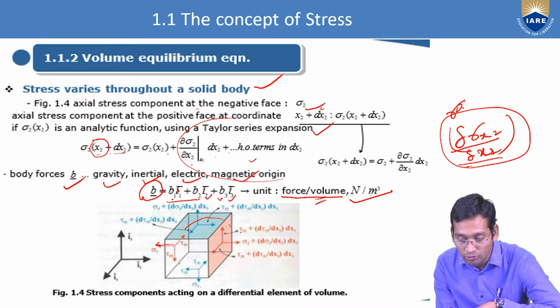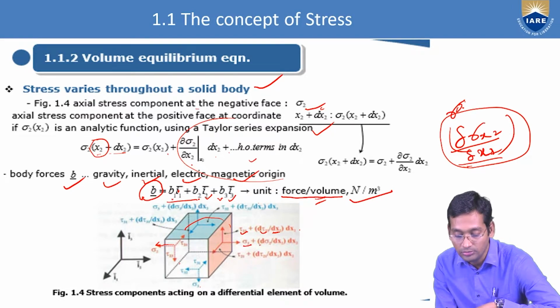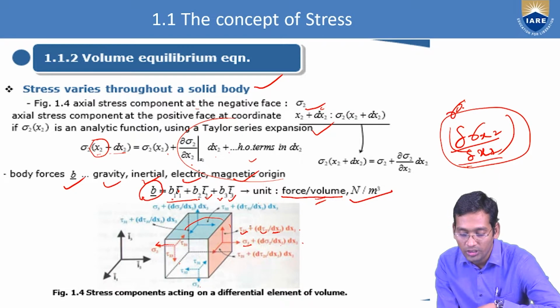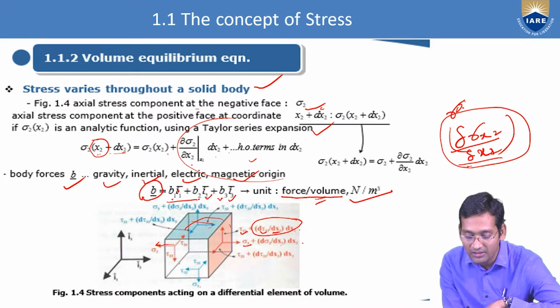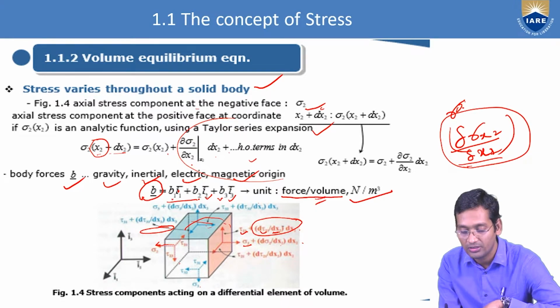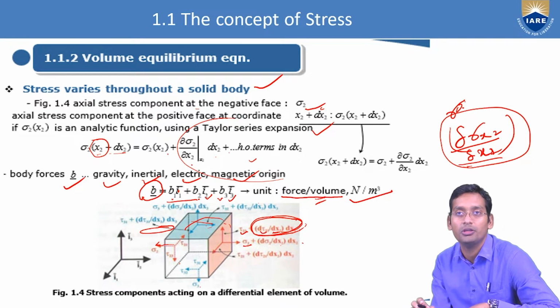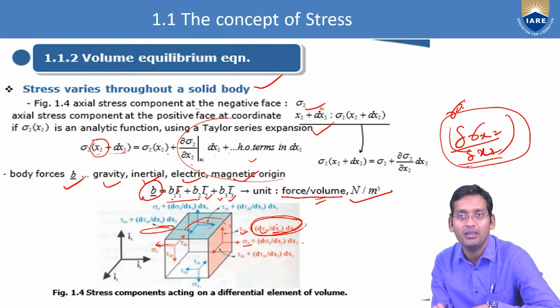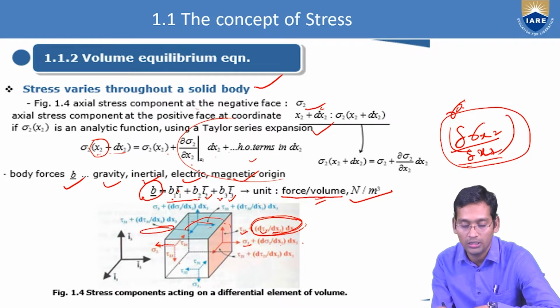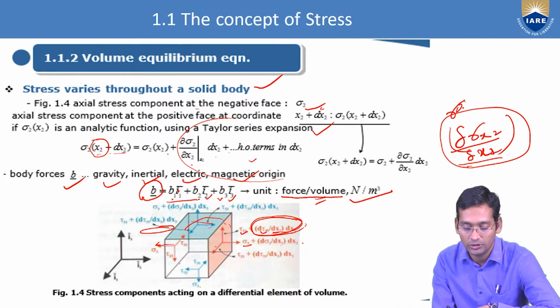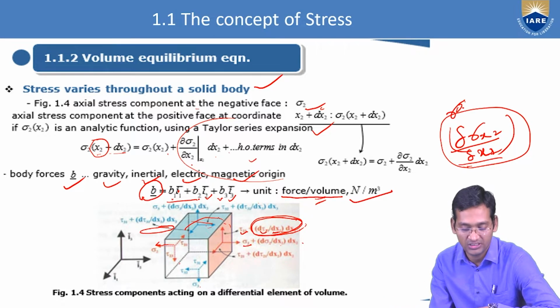Whatever the direction is there, here tau 2 3 is there, so d tau 2 3 by dx1 into dx1. Similarly for sigma 2, d sigma 2 by dx2 into dx2. Whatever the direction, there are small incremental changes because of this volume. If sigma or tau 2 1 is acting at this surface, then over the body it will increase by d tau 2 by dx into dx, the small increment that gets added to the opposite surface.